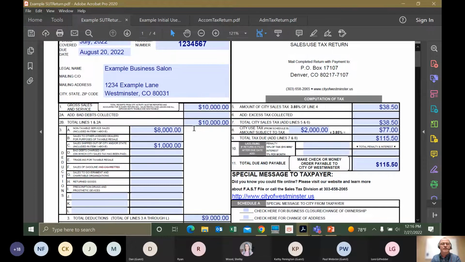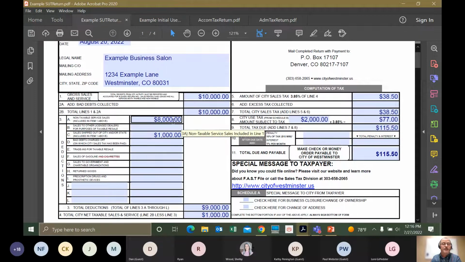So here it's the same, 10,000. But my services were 8,000 of that. So I didn't collect tax on that. There's no tax, sales tax collected, so I shouldn't pay that. So I need to deduct that here.